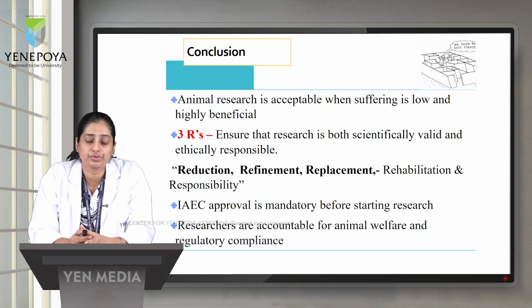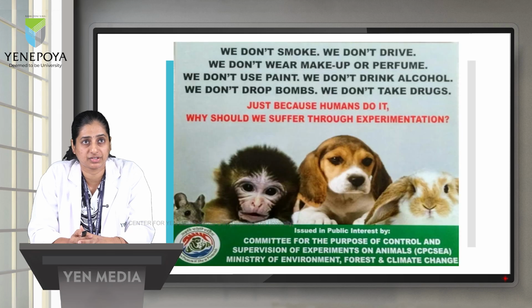If you have already used the animals and it doesn't require euthanasia, then rehabilitate the animals. Take care of the animals post-experimentation also. It is the responsibility of the researcher. IAEC approval is mandatory before starting the research. Researchers are accountable for animal welfare and regulatory compliance.